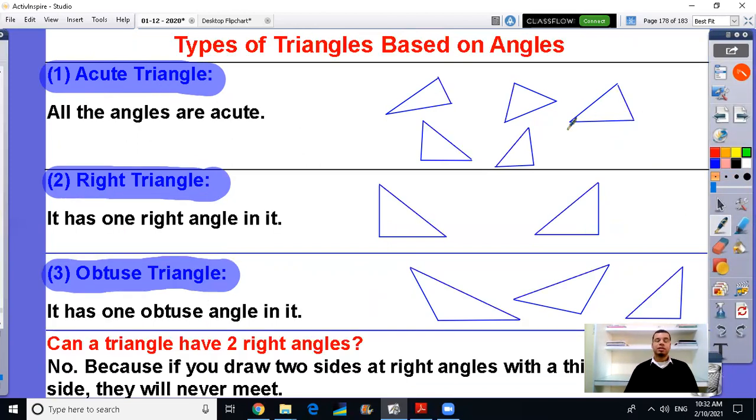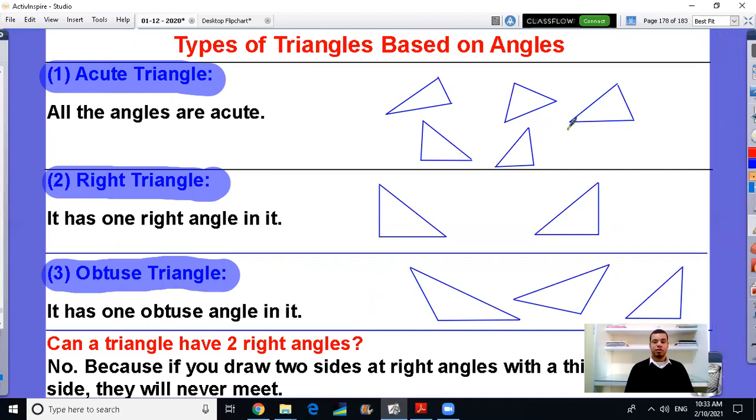The next page here is about types of triangles, but based on angles. So what are the types of triangles based on angles? I look at the shape, this triangle here. How many acute angles? Do I have any right angles? Because we have three types of triangles based on angles, not based on sides. Remember, based on sides, equilateral, isosceles, scalene. But now it is different. Now we are dealing with angles, not the sides. So we have either an acute triangle, a right triangle, or an obtuse triangle.